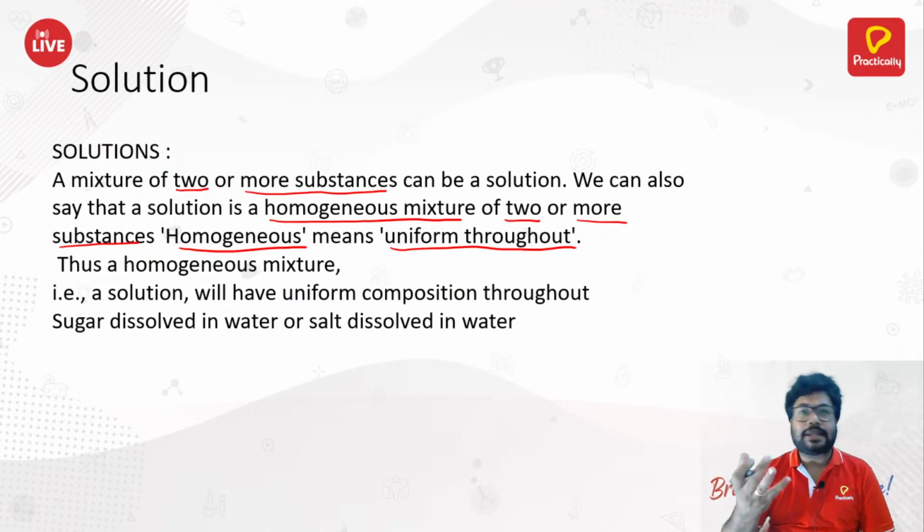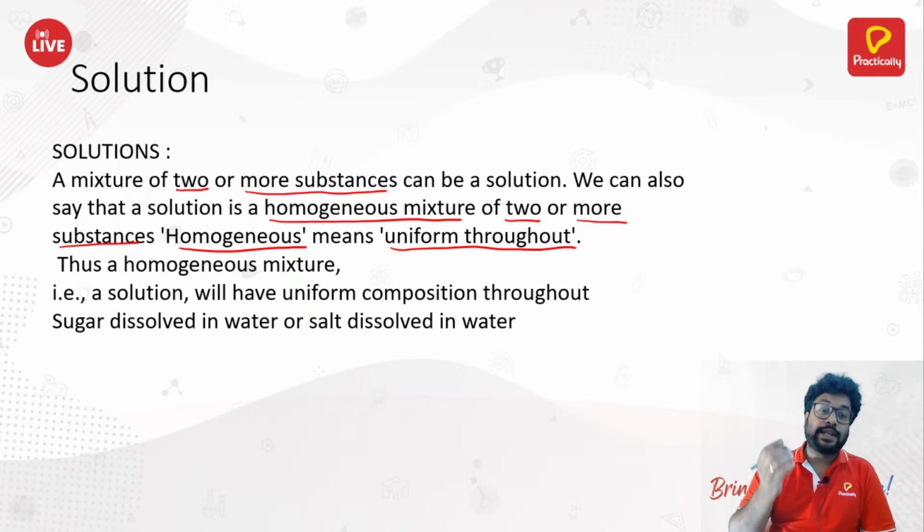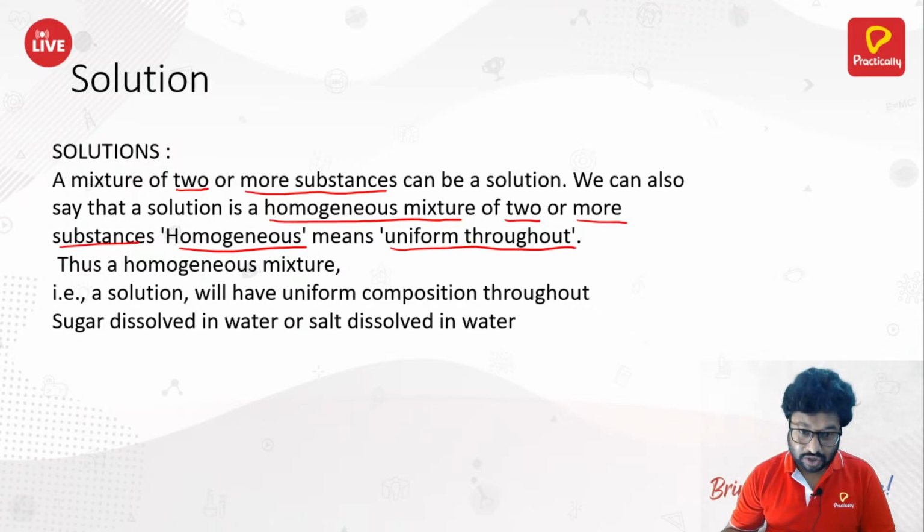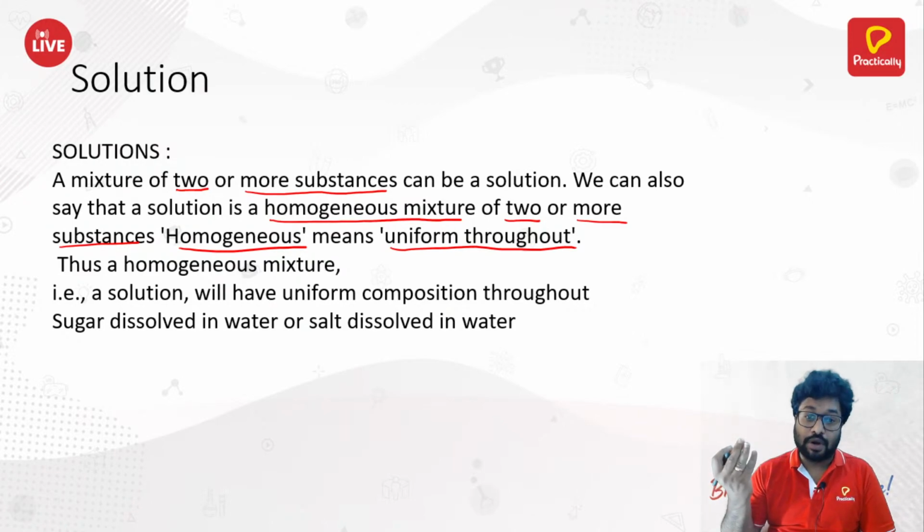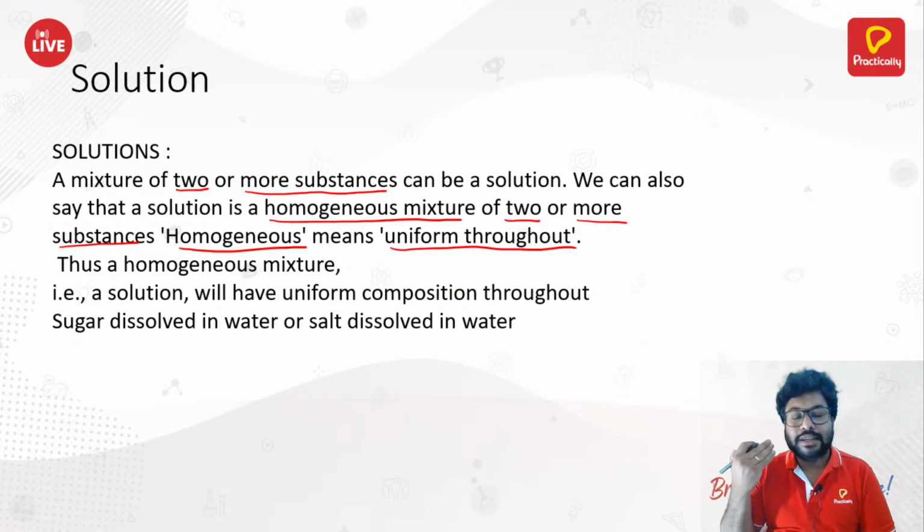Now, what are some examples of a homogeneous mixture? We know that sugar dissolves in water completely, right? Sugar dissolved in water, you can say a sugar solution or syrup. It's a homogeneous mixture, so it is called a solution. Or salt dissolved in water will give you a salt solution that is also uniform throughout. That is also called a solution.